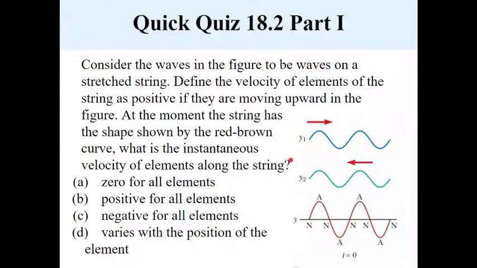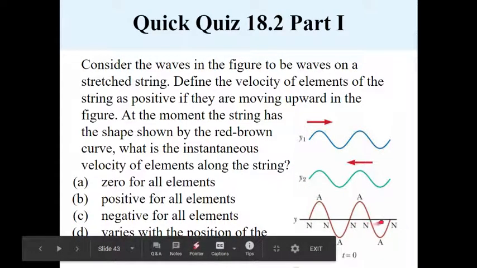Okay, time for a quick quiz. So we've got two waves producing a standing wave, and the question is, at the point where the shape of the string is shown with this curve, what is the instantaneous velocity of all elements along the string?